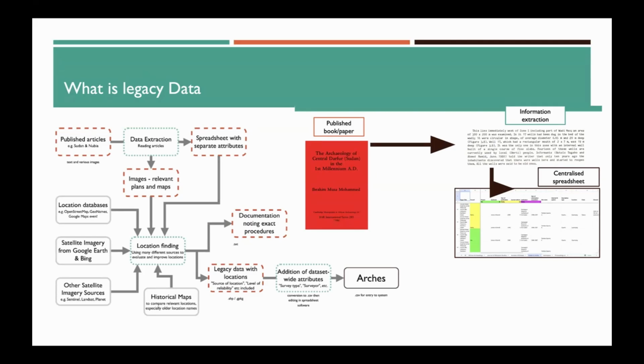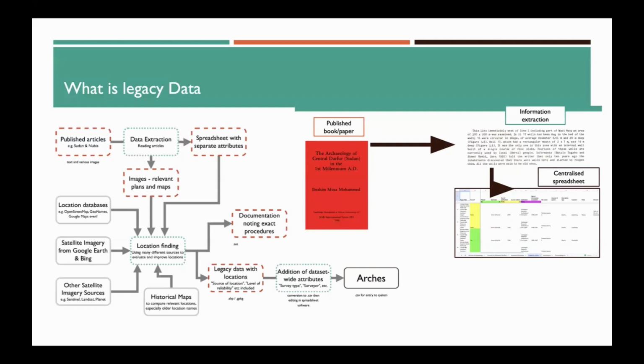So in this diagram, you can see basically the published article here. For example, we're taking the PhD thesis of Professor Ibrahim Musa, and then we extract the data into a spreadsheet, along with any relevant plans and maps, images, any kind of information you can find about a particular archaeological site. You need it because it will help at some point.